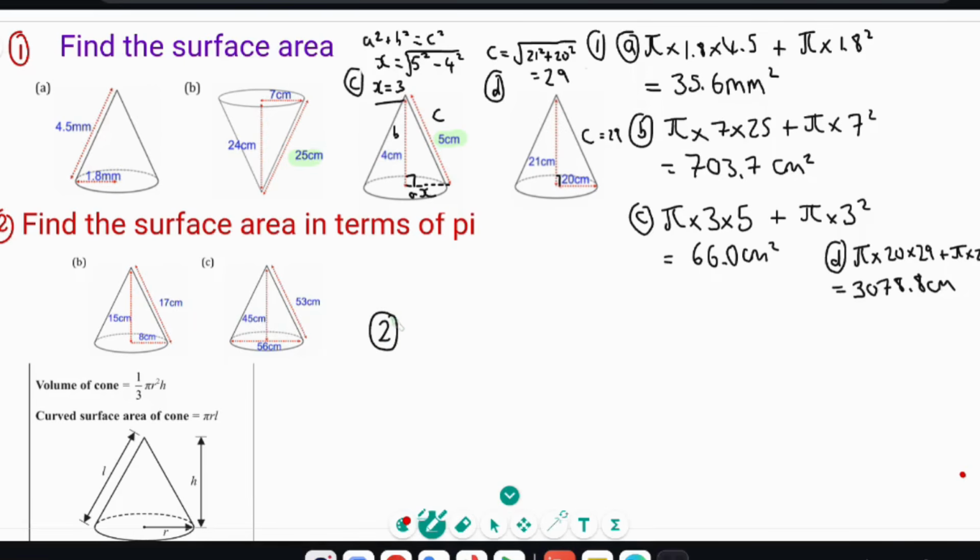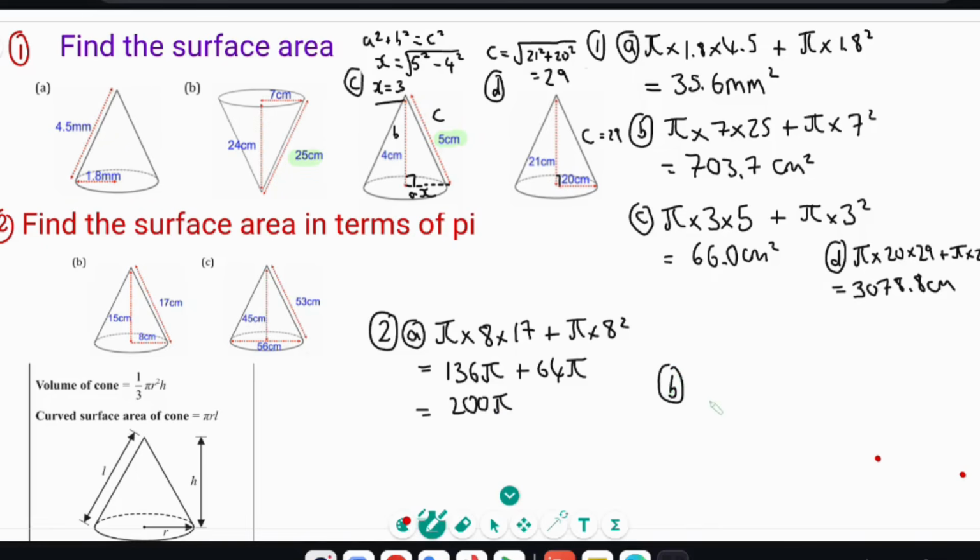So have a go at 2. This time we're given our answer in terms of pi. Pi RL plus pi r squared. Let's just work out the parts not including pi. So 8 times 17, 136. So we've got 136 pi plus 64 pi. So add those together. 136 add 64 is 200. So we have 200 pi.